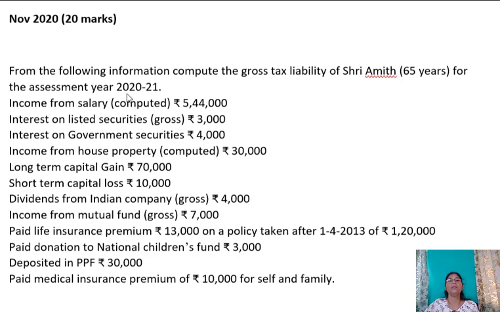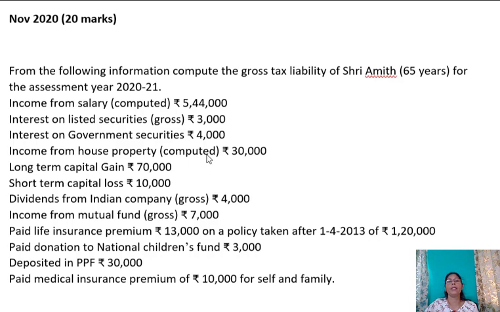For the assessment year 2021, income from salary is given computed. In case it is not given computed, then we have to take the income from salary and deduct 50,000 rupees, which is the deduction from salary. If they give computed, you take the amount as it is. Interest on listed securities, gross, comes under income from other sources. Interest on government securities comes under income from other sources.